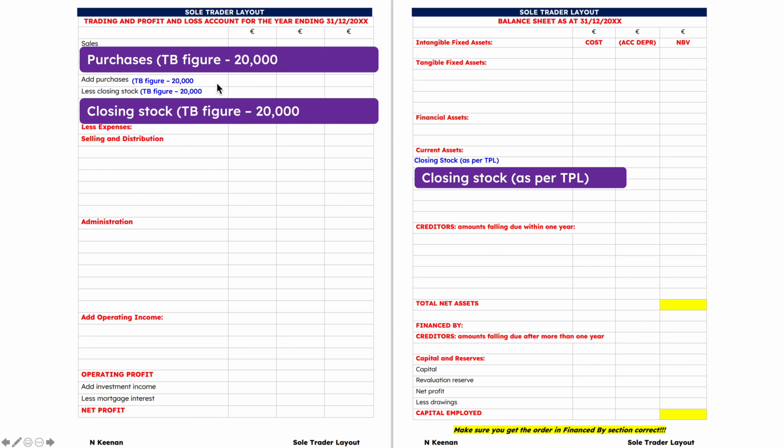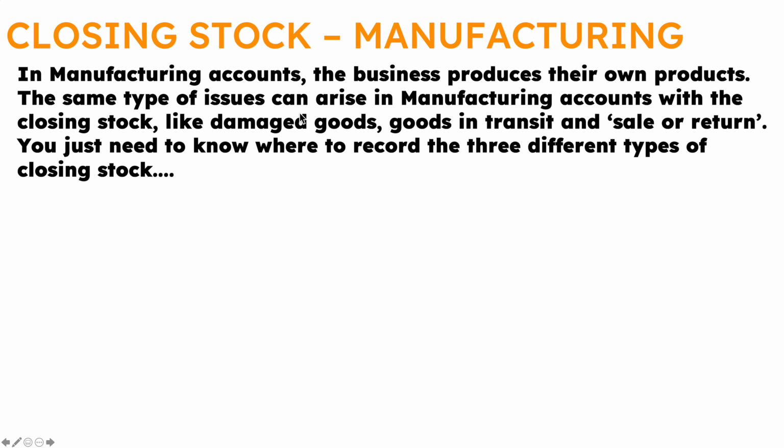So the last one, the fourth type of closing stock adjustment that has appeared, is manufacturing. In manufacturing accounts, the business produces their own products. In other accounts, the sole trader and company, they just buy the products and then they resell them. So the same type of issues can arise in manufacturing accounts with the closing stock, like damaged goods, goods in transit, and sale or return. You just need to know where to record the three different types of closing stock.